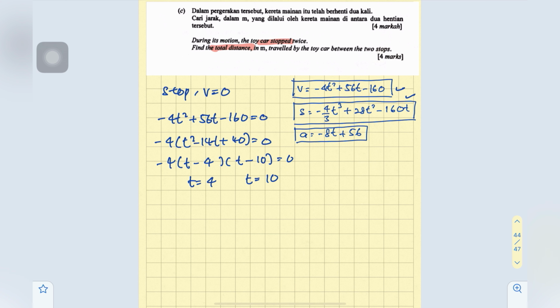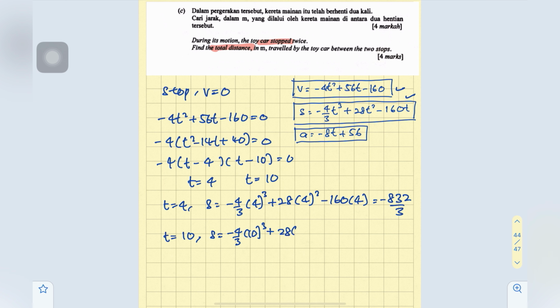Okay, so then to find total distance, we need to substitute these two values of t into S. So S yang ni. Okay, so when t equals to 4, S equals to negative 4 over 3 times 4 cube plus 28 times 4 squared minus 160 times 4. Okay, so ni akan dapat negative 832/3. When t equals to 10 pula, so S equals to negative 4/3 times 10 cube plus 28 times 10 squared minus 160 times 10.